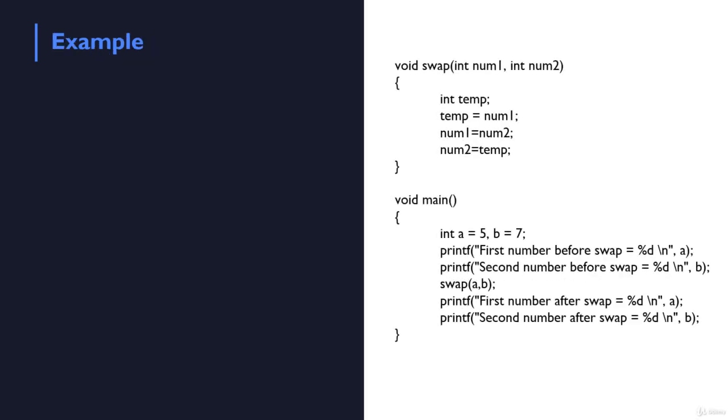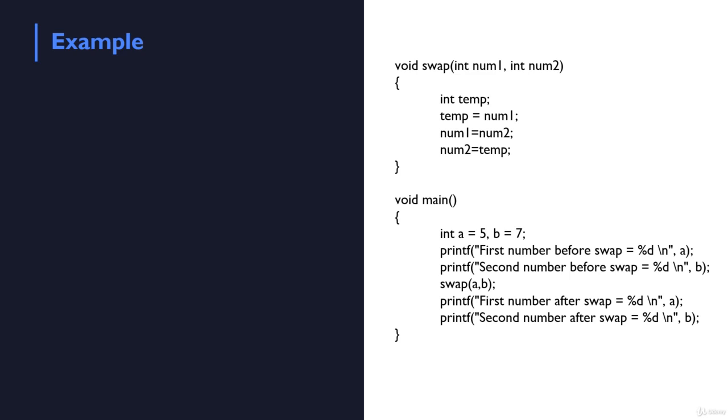Here is our void swap. It's responsible for swapping between num1 and num2, and there you go, you have the void main function. So basically it prints out the numbers before and after the swap, and here we can see the function call, swap for a and b, and we just pass the values of a and b, and they are getting inside of num1 and num2.